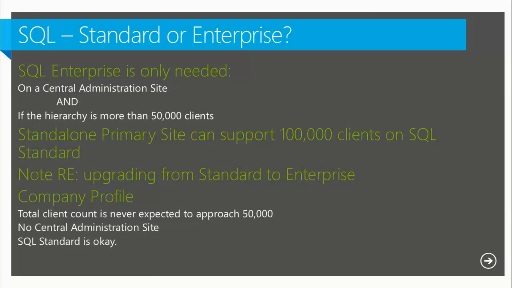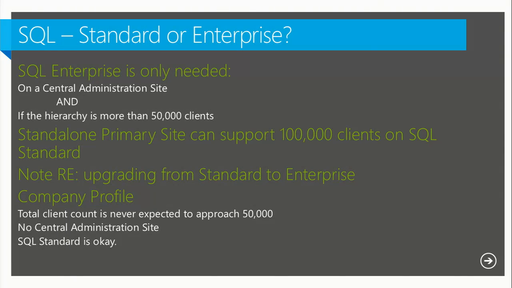So, SQL, standard or enterprise. SQL Enterprise is only needed on a CAS and if the hierarchy is more than 50,000 clients. Who's over 50,000? More than I expected, actually. 4, 5, 6, something like that. Okay. So if you have a central administration site and you're more than 50,000 clients, SQL Enterprise is needed only on the central. A standalone primary can support 100,000 clients on SQL Standard, quite happily.